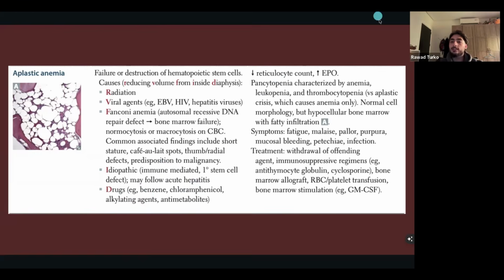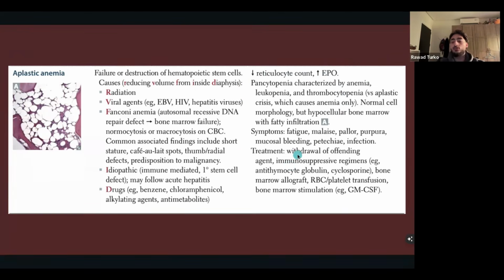Now, it is characterized by a low reticulocyte count, obviously because you know that your reticulocytes are going to be the ones that are producing all of your red blood cells, and increased erythropoietin. Why is that? Because we have destruction of the hematopoietic stem cells, and your body can sense this anemia. So it's going to drive up this erythropoietin in order to bring the red blood cell count back to normal. We also are going to get pancytopenia again, leukopenia and thrombocytopenia. Symptoms, as I already mentioned.